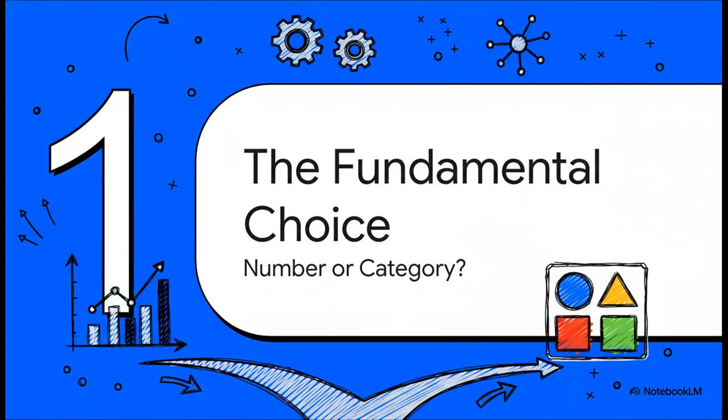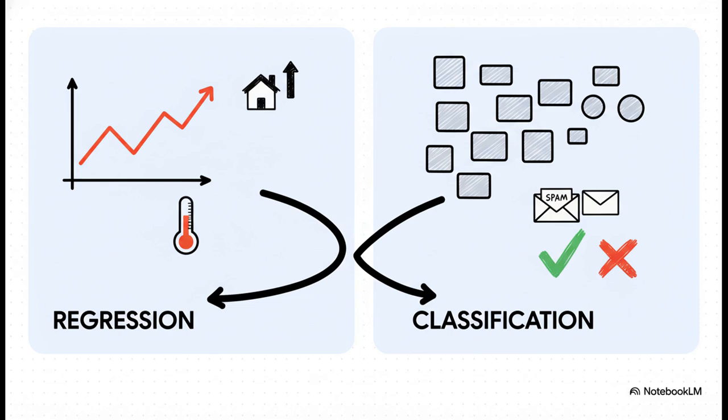Before we get into any of the fancy algorithms or complex stuff, every single supervised learning project comes down to this one question. Seriously, it's the first and most critical fork in the road, and the answer you give here pretty much decides the entire path you're about to go down. So what are these two paths?